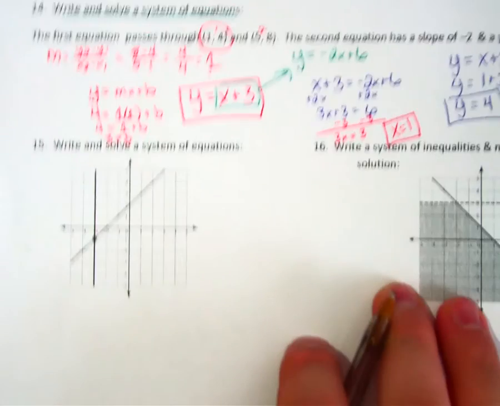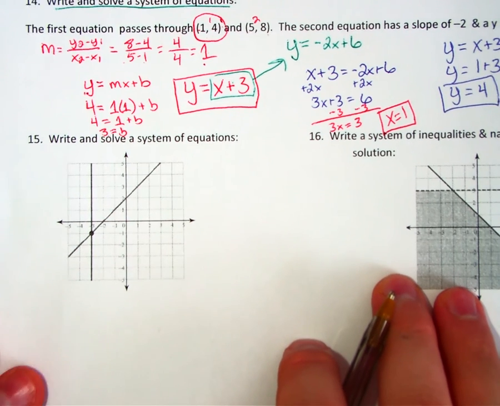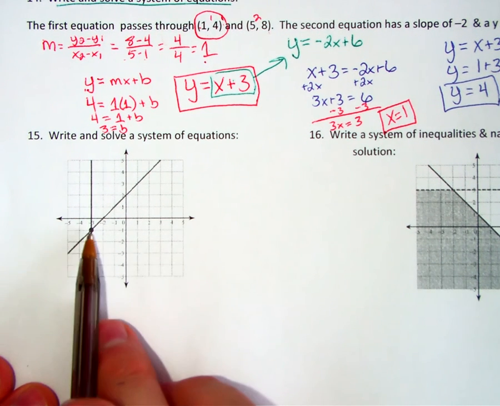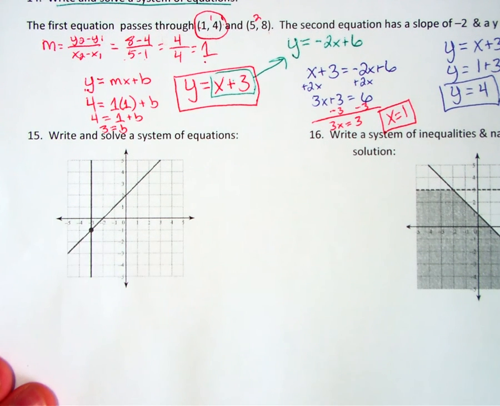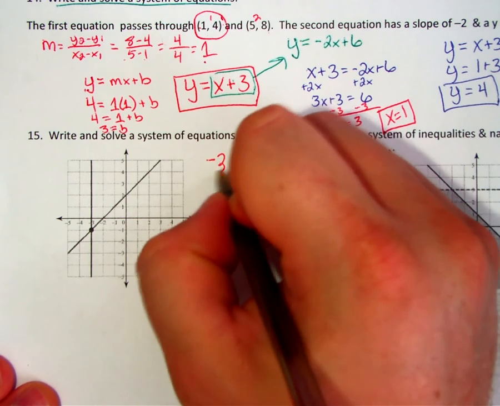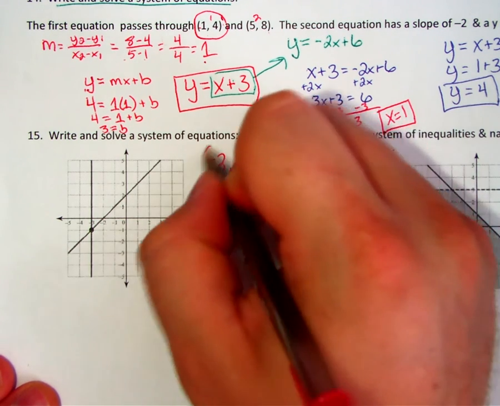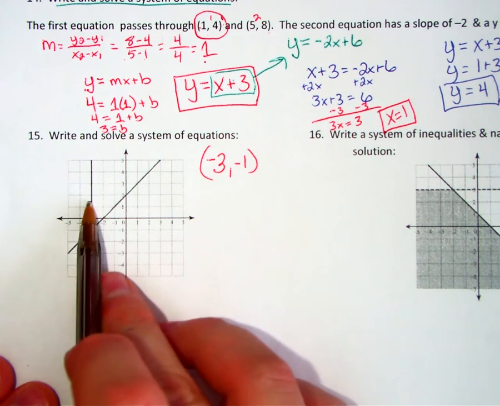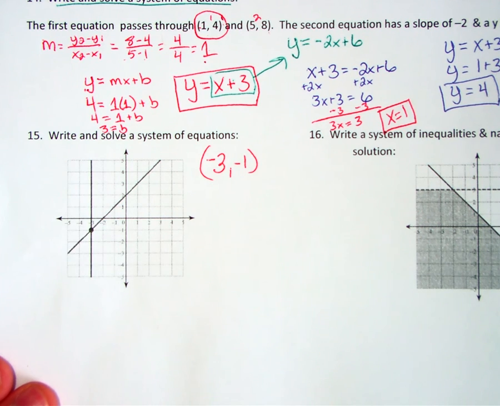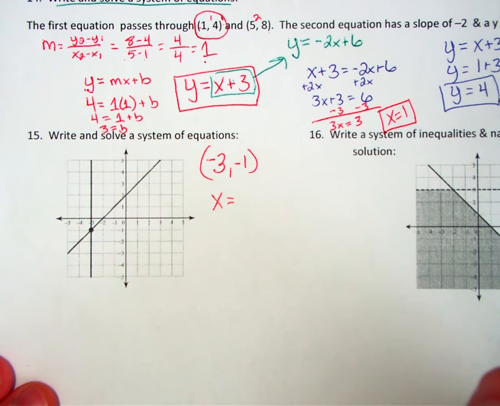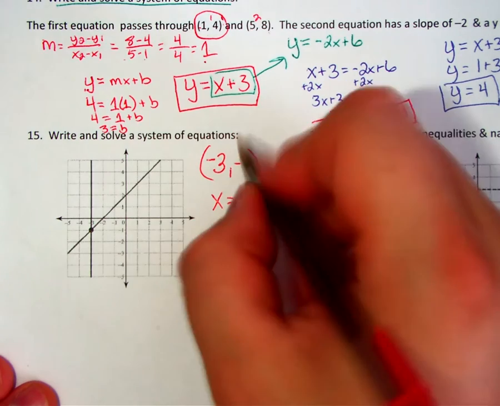Write and solve the system of equations. Now, guess what? What's already been done? The solve part has already been done. Negative 3, negative 1. We just need to remember how to write an equation for a line. This is a vertical line, which is not a function, which means it's going to start with an x equals equation. At what value does x equal on this line? x equals negative 3.